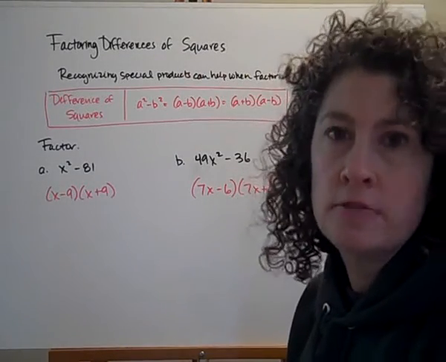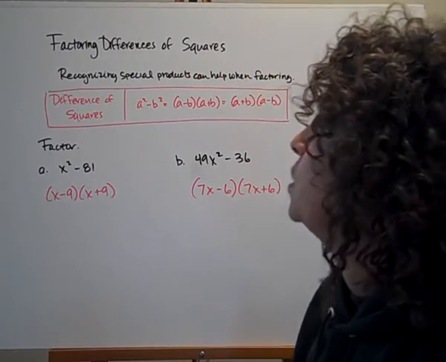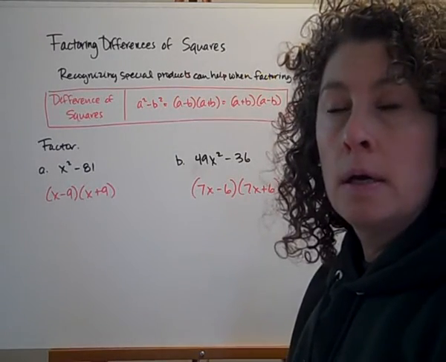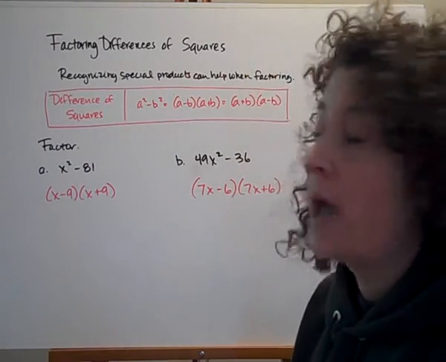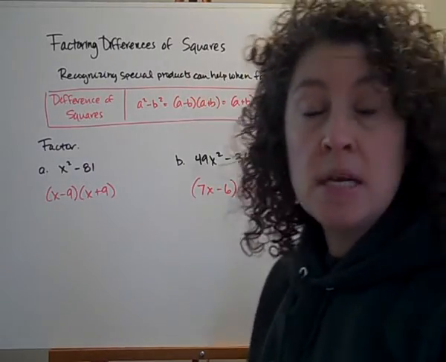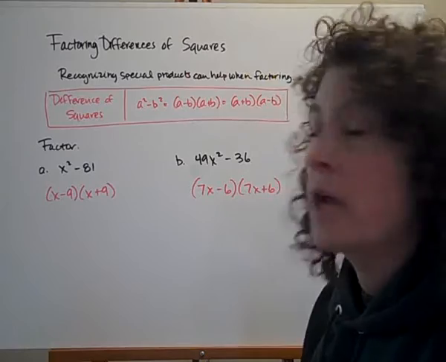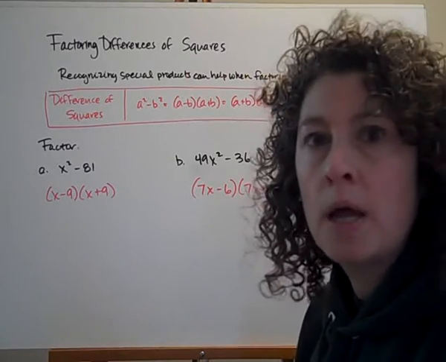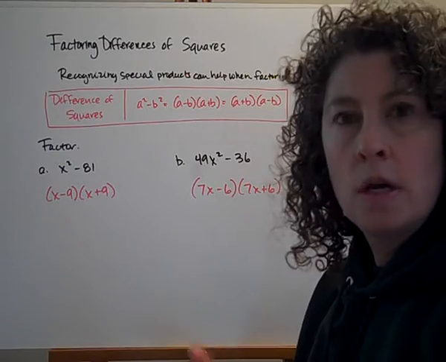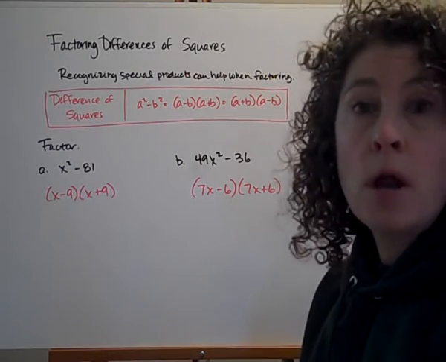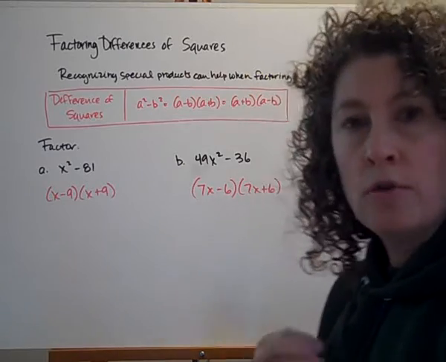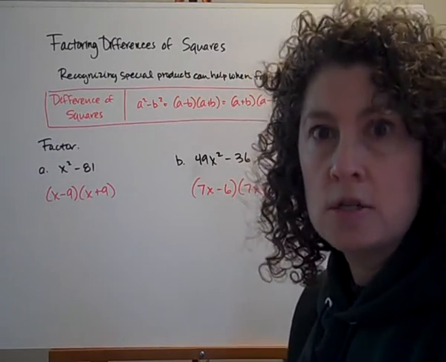Factoring differences of squares. So we've been looking at factoring by our distributive property. We've been looking at factoring our expressions that are in ax squared plus bx plus c form. And now we're going to look at some special products. When we were multiplying, we looked at some special products that we recognized when we were multiplying with two factors, that the product would have a certain pattern to it. We're going to use those patterns to factor, to go from the product to the factors.